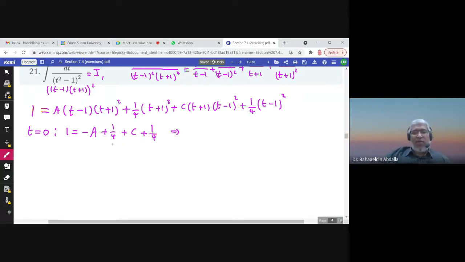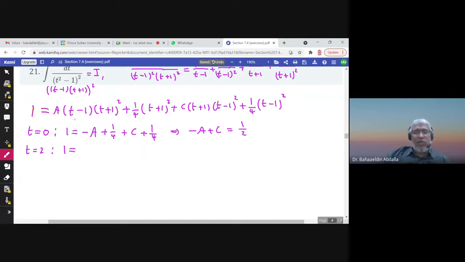So I have an equation, negative a plus c equals half. If I take half to the other, 1 over 4 plus 1 over 4 is half. Take it to the other side, 1 minus half is half. So this is equation 1. Let me replace t by 2, for example, okay?